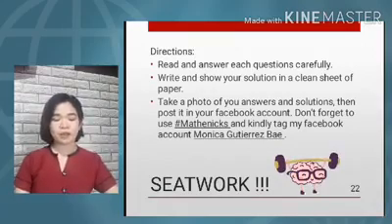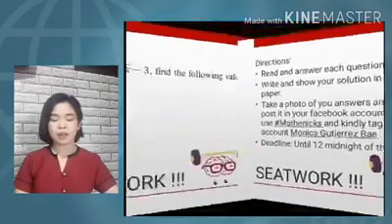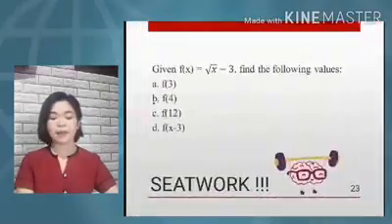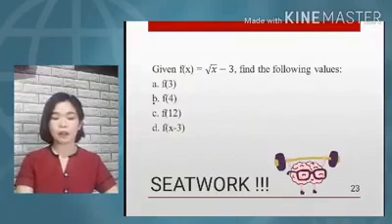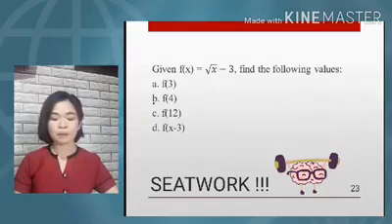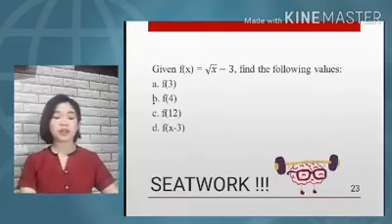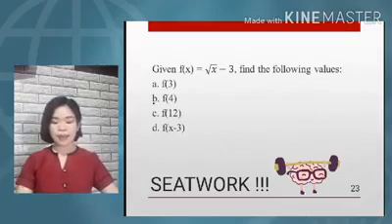So this is the given. Given f of x is equal to square root of x minus 3. Find the following values. A, f of 3. B, f of 4. C, f of 12. And D, f of x minus 3. I will give you time to copy or screenshot this slide.